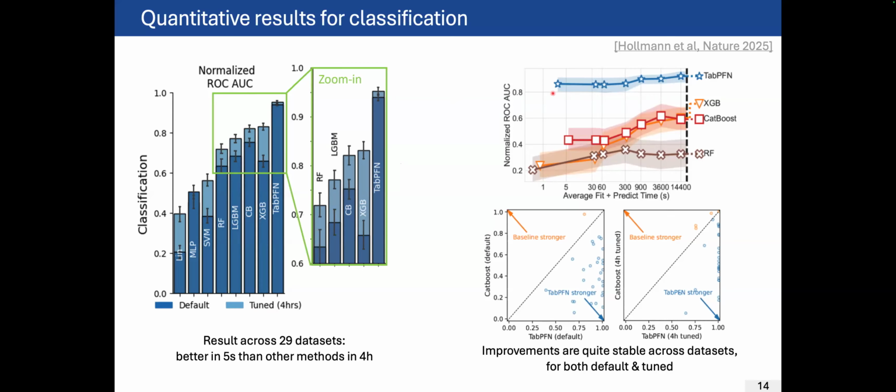And we also see that in this plot here, after 5 seconds, it's already much better than the others after 4 hours. This is a result that holds on average across data sets. It doesn't hold for every single data set. For example, here we do have a data set, 1 of 29, where CatBoost is a bit better than TabPFN, but for the other 28, TabPFN is better. This is for the default, and this is for the tuned version, where you see even sometimes greater differences.